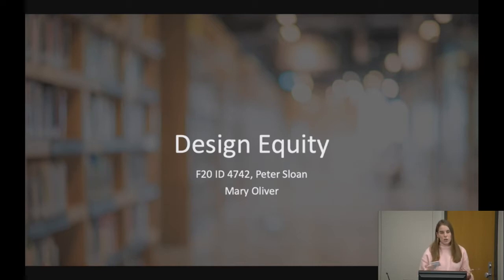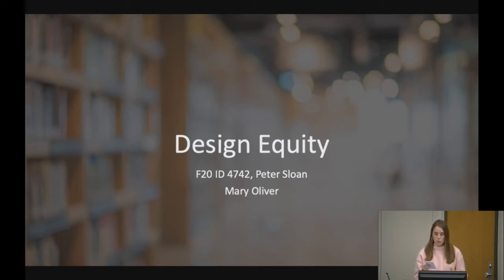The thing that started this whole process of discovering design equity for me was a man named Peter Sloan who came to talk to our senior thesis class about his projects, and he just happened to mention one of his projects that was for people with disabilities, ranging from hearing to seeing to walking, and he mentioned the term design equity.